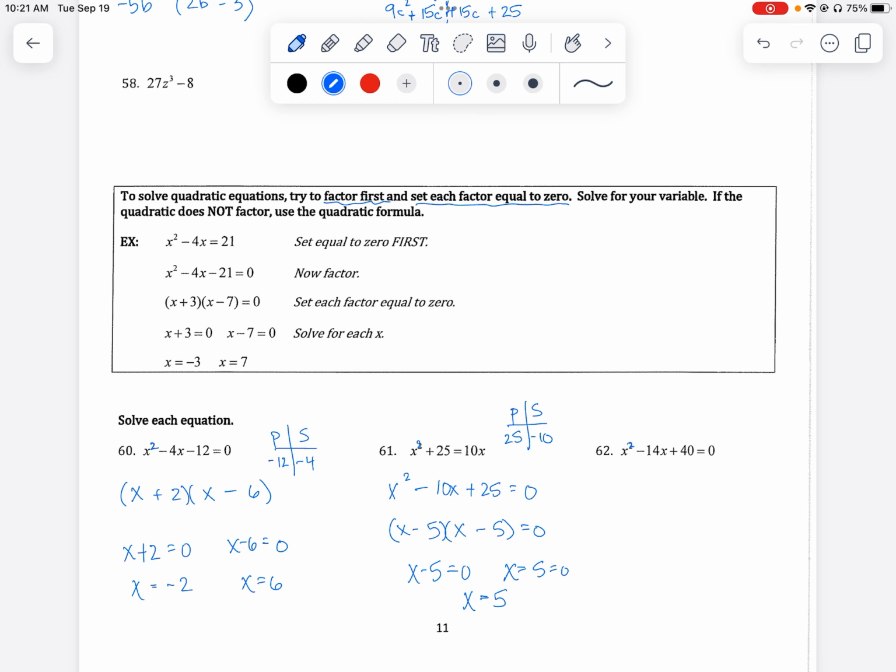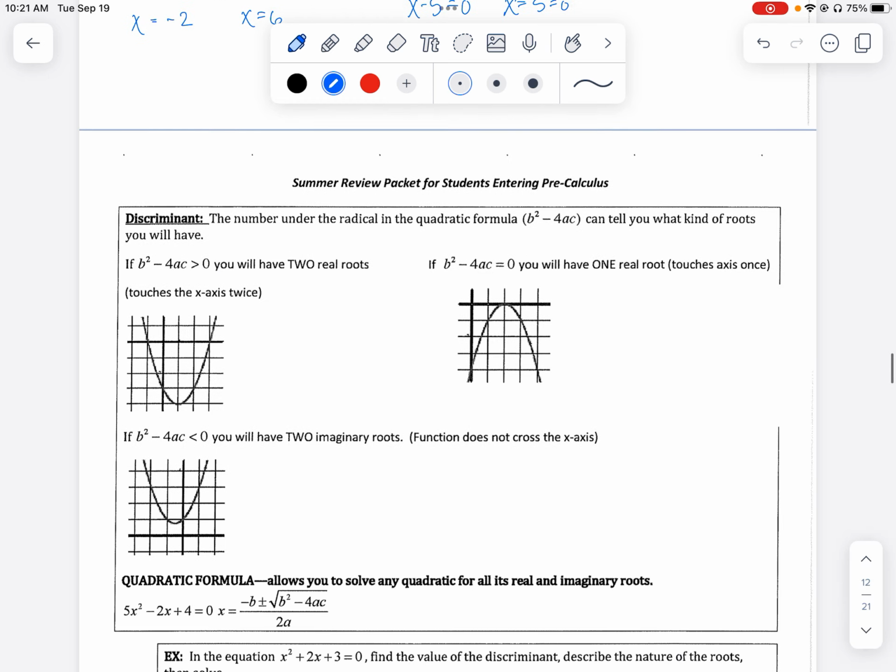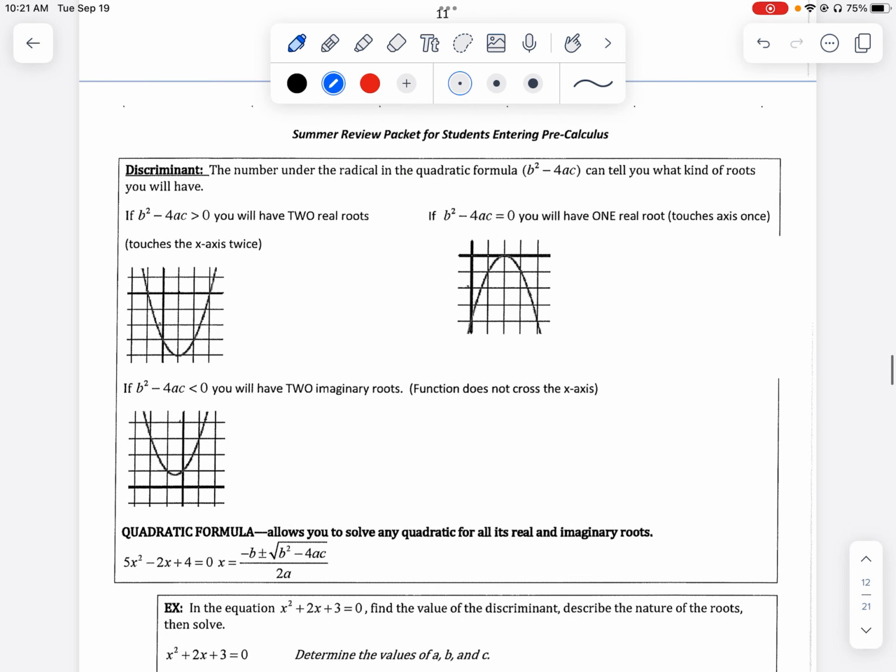Okay, you can try 62 on your own, and we are going to move on to talking more about quadratics, but now instead of talking about the numerical or algebraic side of quadratics, we're going to talk about the graphical side and a little bit about the quadratic formula.